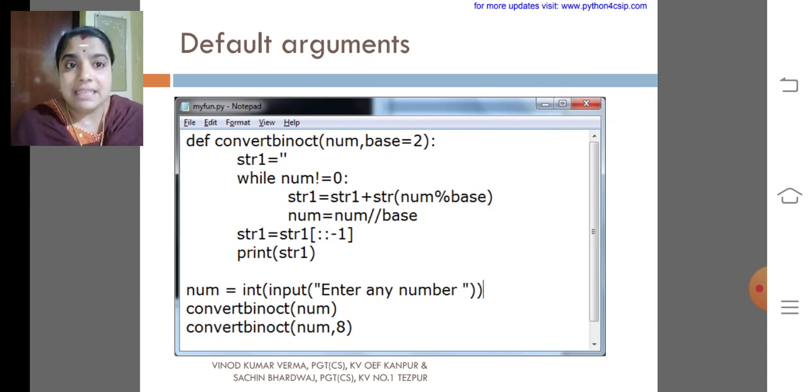Here is another example, for converting from binary to octal. That is another example for the same default argument. Try it in the PyDroid application. Thank you.